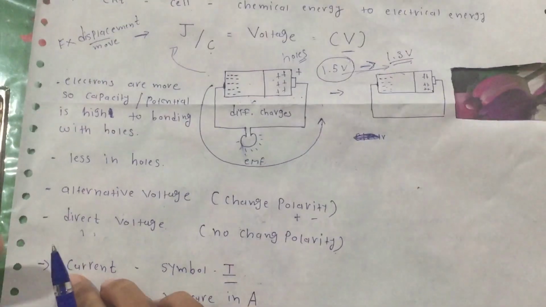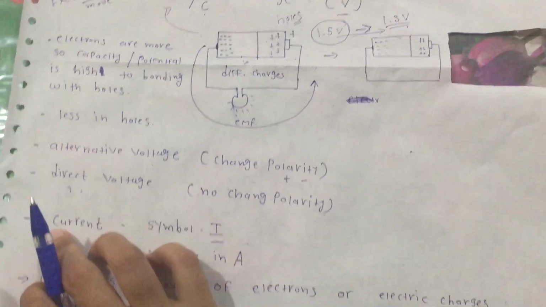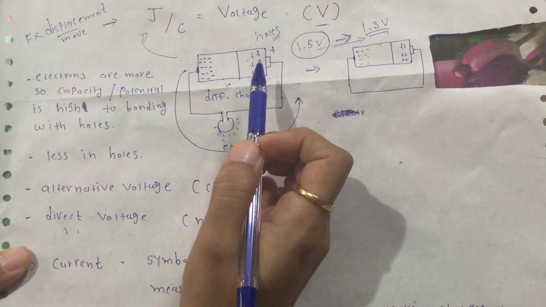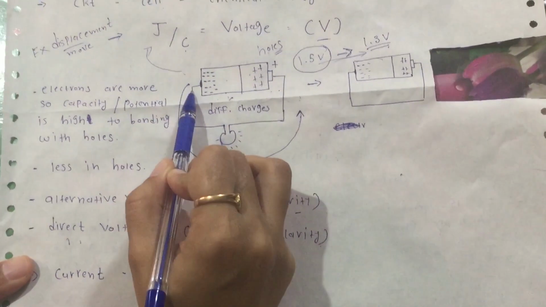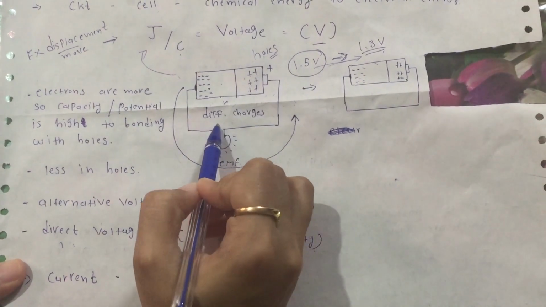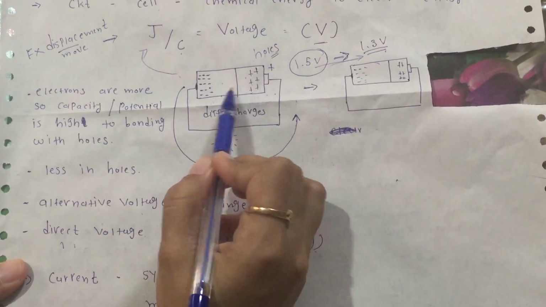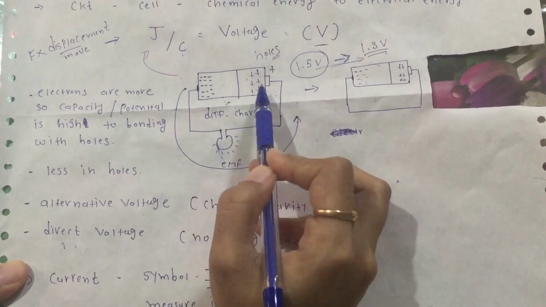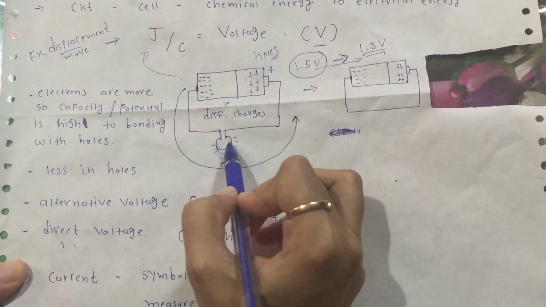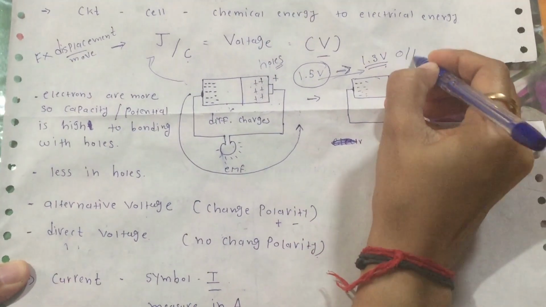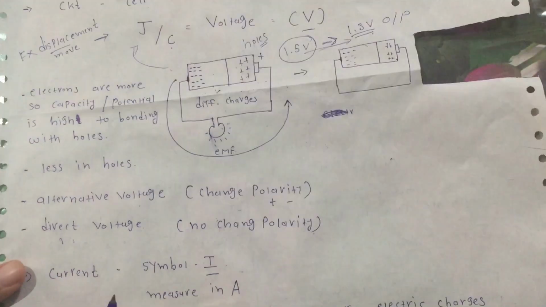Another thing is there is some amount of resistance in the device or the components, which is inbuilt. Because of the resistance, voltage will be dropped. You know, 1.5 is the normal voltage of one cell, but because of the resistance it will be 1.3, which is the output of the cell.